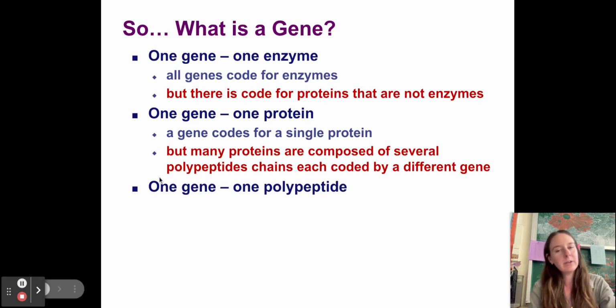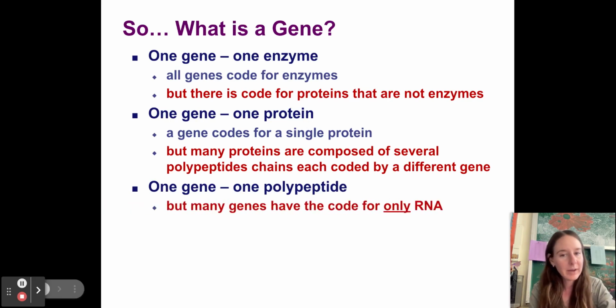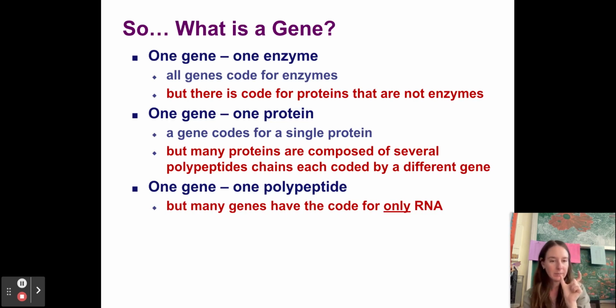Some scientists say, well, one gene makes one polypeptide, but there are many genes that have the code for only RNA. So you have the gene, and then it builds, we'll look at this in a second, a copy of that gene called RNA, but then it will never go on to build a protein. So that can't be true.